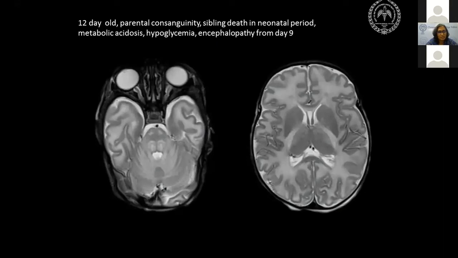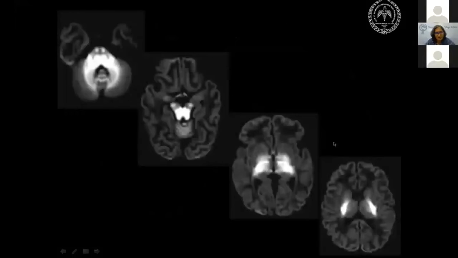12-day-old neonate with parental consanguinity, history of neonatal death, presenting with metabolic acidosis, hypoglycemia, and encephalopathy from day 9. On the T2-weighted scan, we can see extensive white matter changes in the cerebellum, the dorsal brainstem, and the PLIC also appears expanded and hyperintense. On diffusion-weighted scans, we can see hyperintensity or areas of diffusion restriction in all these involved areas. And this was a case of maple syrup urine disease.